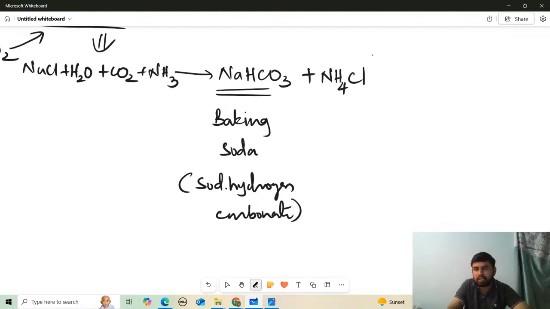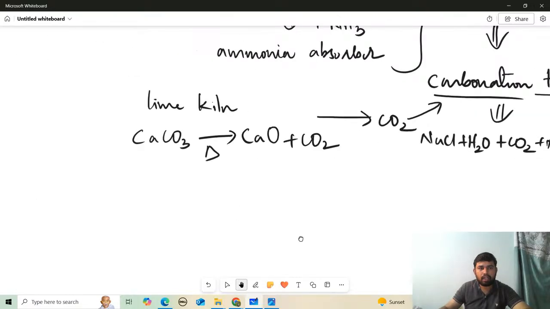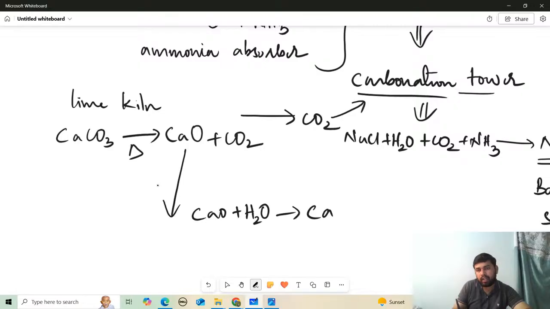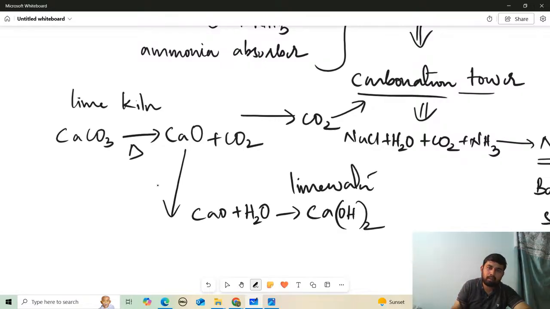What about the other product? Let me write here. Somewhere we got this reaction, where we got calcium oxide from the lime kiln. This calcium oxide is going to react with H2O, so it forms Ca(OH)2, which is also called lime water. Remember, we got lime water.